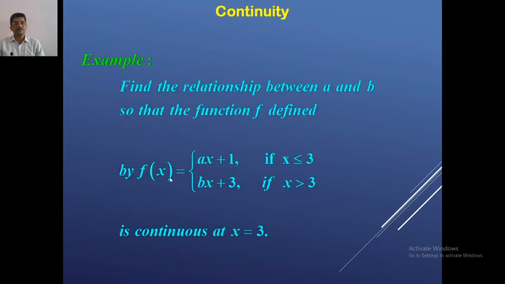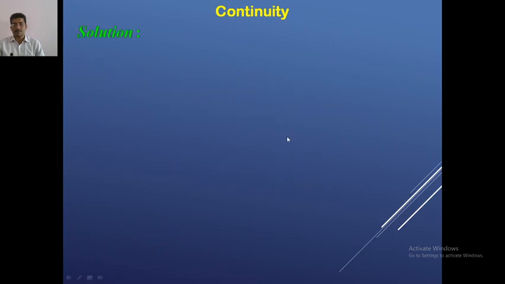Similarly, one more problem. Find the relation between a and b so that the function f defined by f of x equal to ax plus 1 if x is less than or equal to 3, and its value equal to bx plus 3 if x is greater than 3, is continuous at x equal to 3.